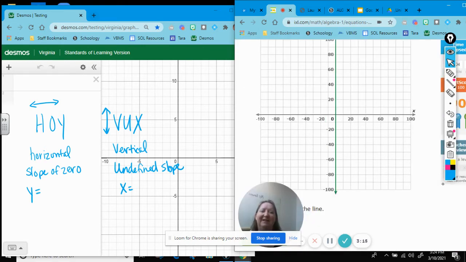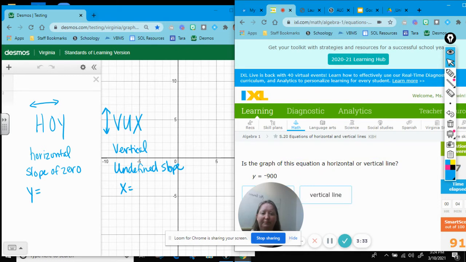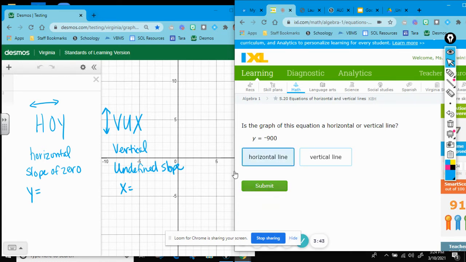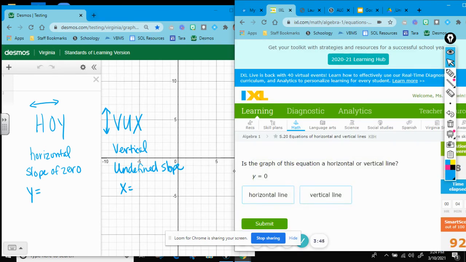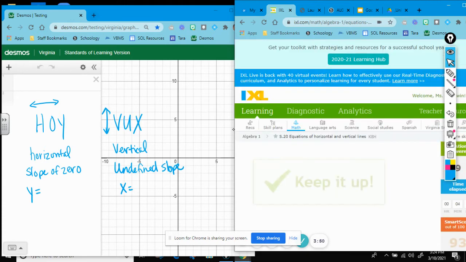Well, it's right here. It's right on top of the y-axis. And it's vertical, so I know that its x is equal to something, but what is it equal to? Well, it's crossing at 0. So it's going to be x is equal to 0. It's y is equal to something, so I just come over here. That's why it's good to be able to write these notes. Now, are you going to have notes on the SOL? No, but can you remember HOY and VUX? I think you can.